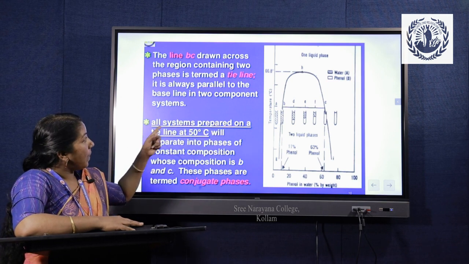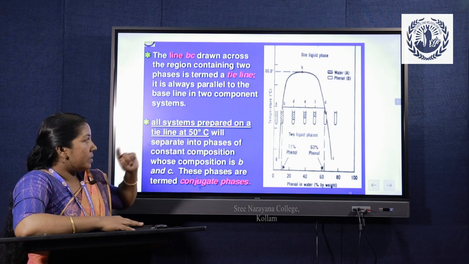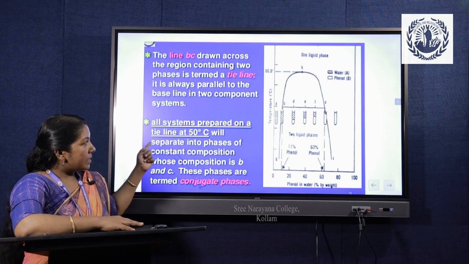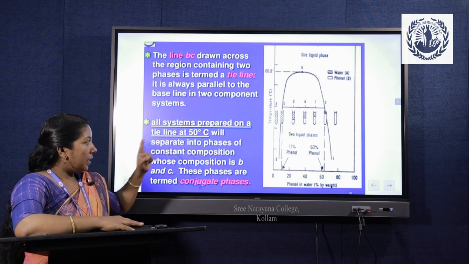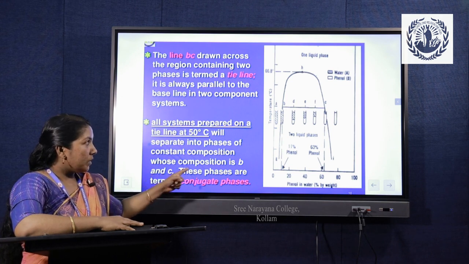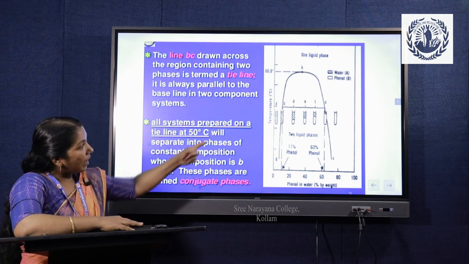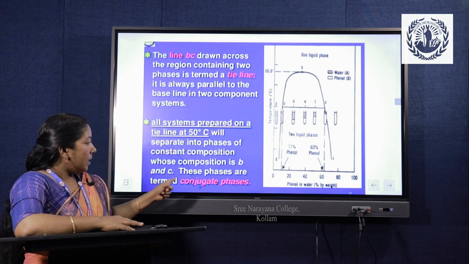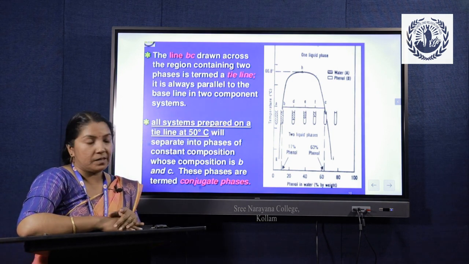It is always parallel to the baseline in two component systems. All systems prepared on a tie line at 50 degrees Celsius will separate into phases of constant composition, whose compositions are B and C, as represented here. These phases are termed conjugate phases.